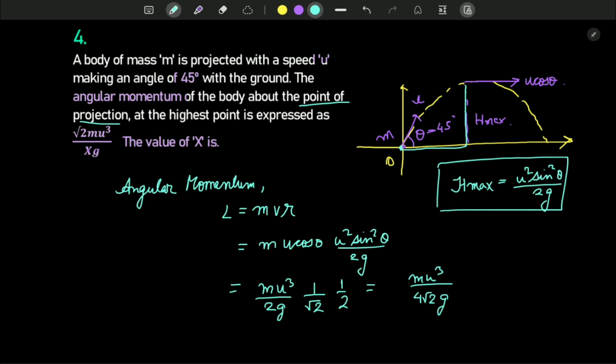Now in the question, this is the pattern I have to follow. Root 2 will be in the numerator, so I will rationalize it. I will get root 2 m u cube by 8g. So this is matching with this. So from this I can say that x is 8. So the value of x is 8. So this is the correct answer to our question.